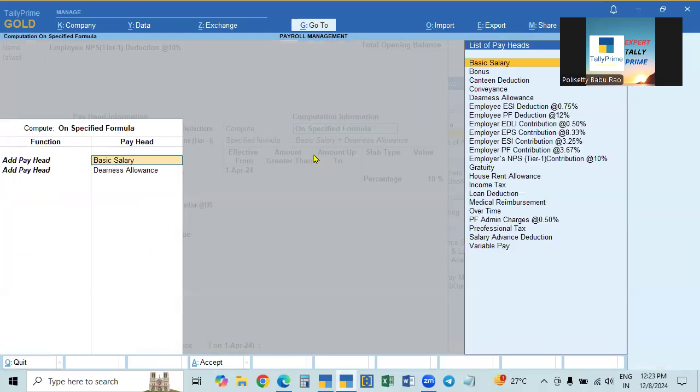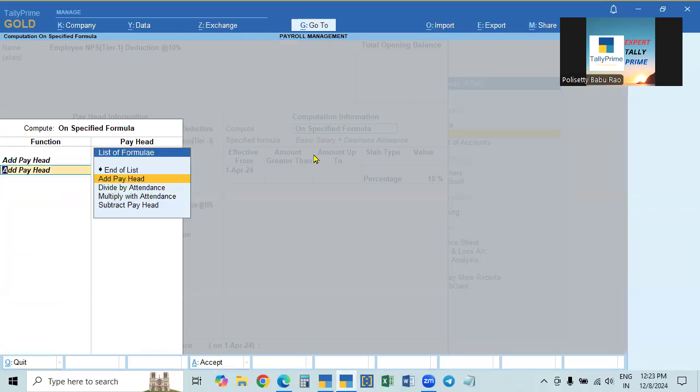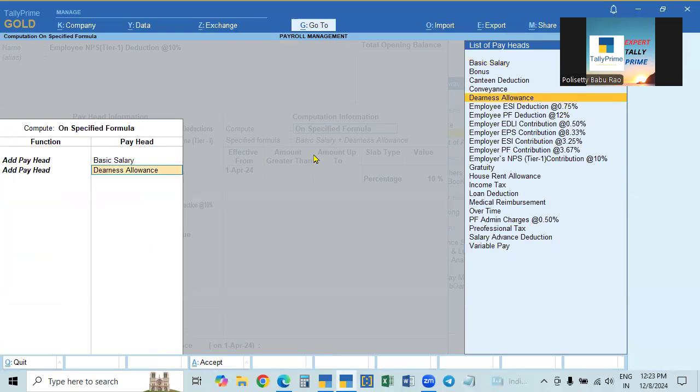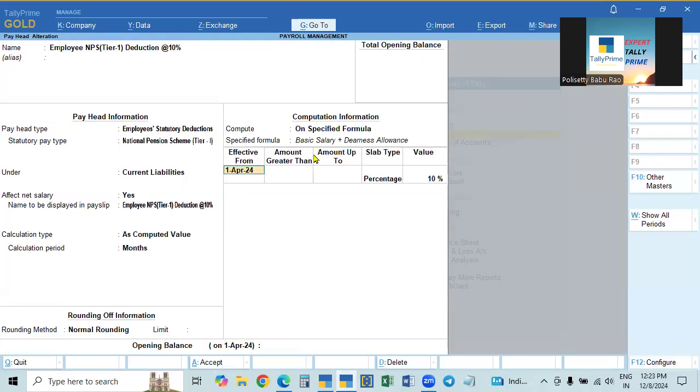This NPS is also calculated on basic only. Basic always means basic plus DA. If there is no DA, only basic. Otherwise, both. So basic salary, then add paid dearness allowance. So here we will take up the end of this one.